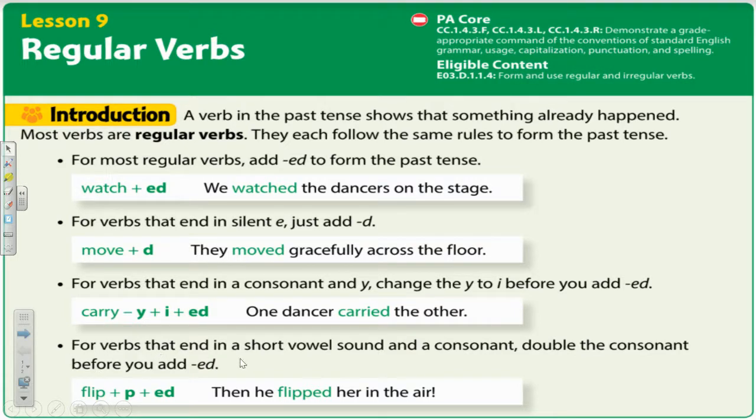For verbs that end in a short vowel sound and a consonant, double the consonant before you add ed. So think of the verb flip. Since it ends with a vowel and a consonant, you have to double the consonant. Then he flipped her in the air. If you simply just have one p there, it would look like the word flight. So to keep that vowel a short vowel sound, you have to double the consonant.